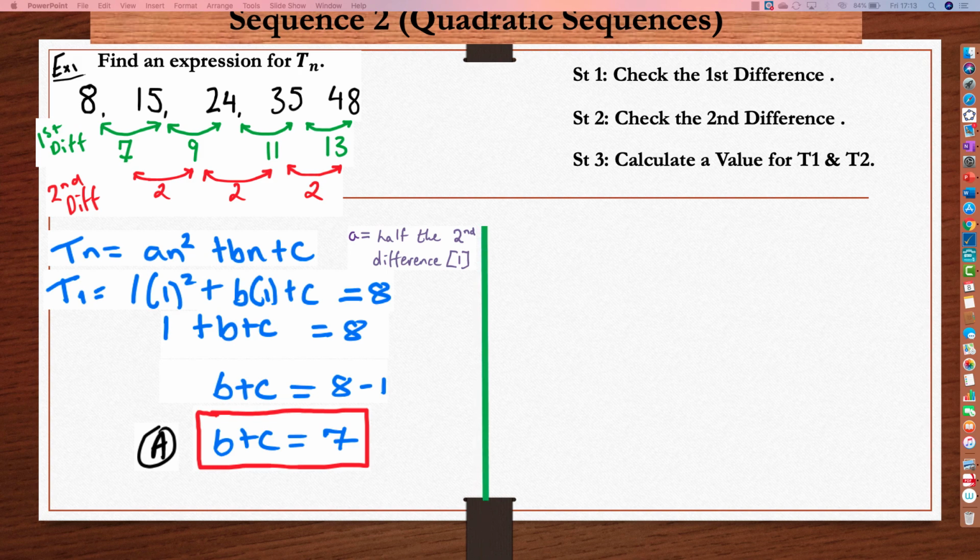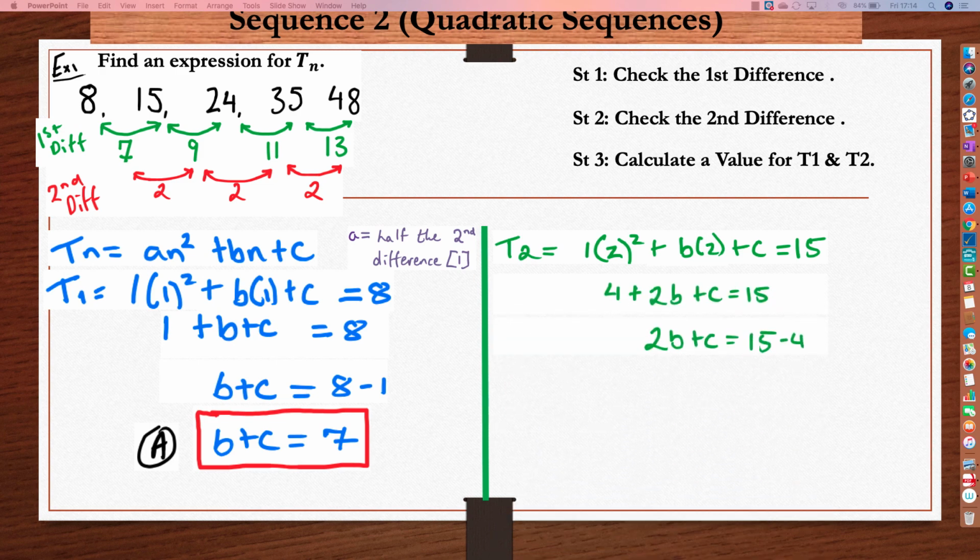So T2. Formula doesn't change. It's still an squared plus bn plus c. So T2 is 1 times 2 squared plus b times 2 plus c is 15. All I'm doing is swapping in 2's instead of my n's, and I know my a is always 1 because it's half the second difference. So that's 4 plus 2b plus c is 15. 2b plus c is equal to, bring over the 4, 15 minus 4. 2b plus c is 11.